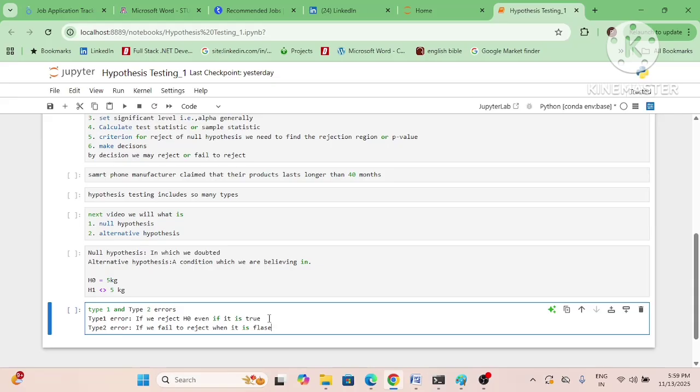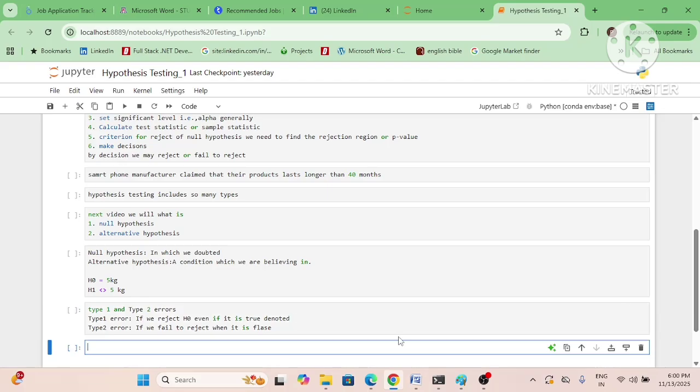Type 1 error is generally denoted by alpha, that means the probability of type 1 error. Okay, we will discuss this later. So this is type 1 error and type 2 error. We will go for the next.